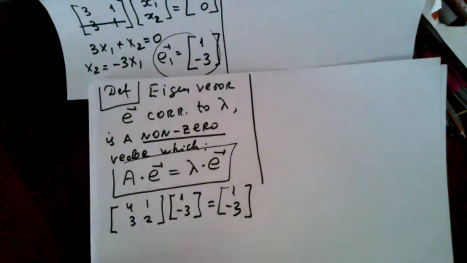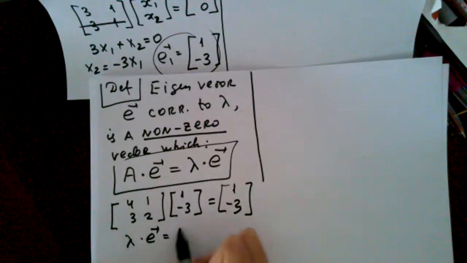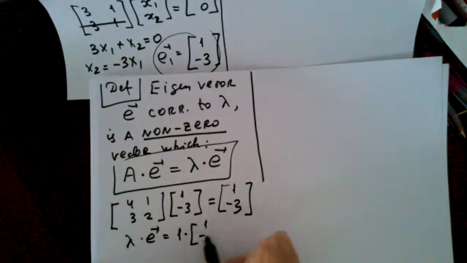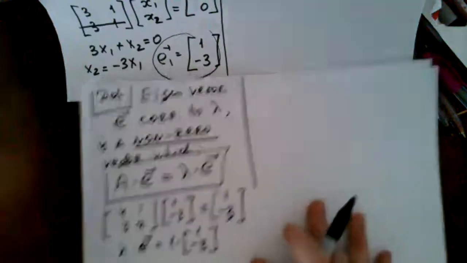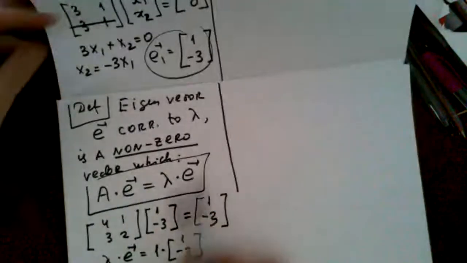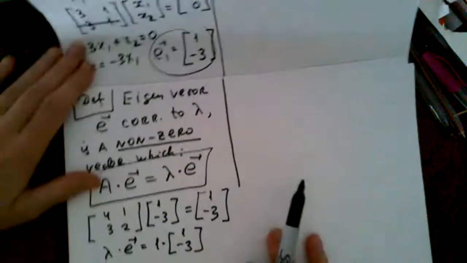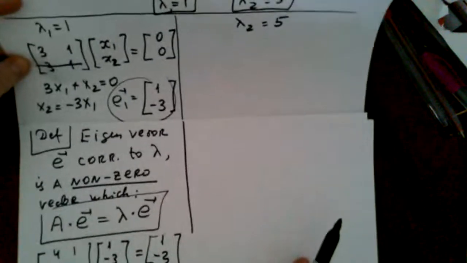So this is our left-hand side. What about the right-hand side? The right-hand side should be lambda times our vector E. But our lambda is 1. Vector E is 1, minus 3. As you can see, they coincide with each other. So it means that at least our first vector is absolutely correct. That's how you could have checked your result, by the way. So we immediately know that at least our first eigenvector and first eigenvalue are absolutely correct.